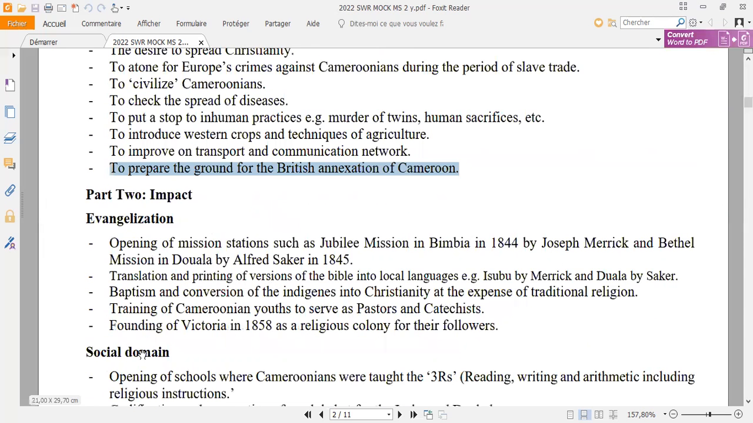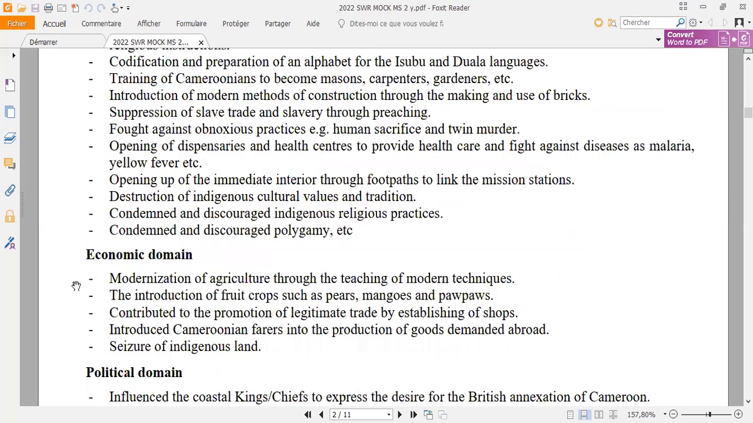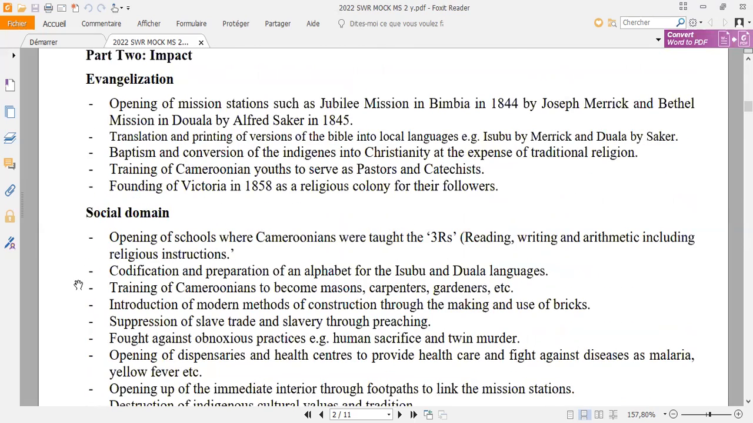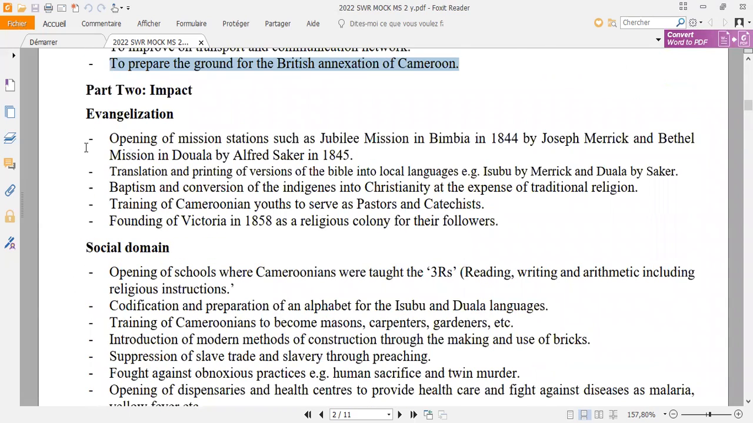And part 2, we talk about the impact. Now, the impact here is divided into religious consequences, social consequences, and economic plus political consequences. Starting with a religious consequence. One of the religious consequences of the establishment of the London Baptist Missionary Society in Cameroon was the opening of mission stations such as Jubilee Mission in Bimbia, for example, in 1844 by Joseph Merrick, and the Bethel Mission in Douala by Alfred Saker in 1845.